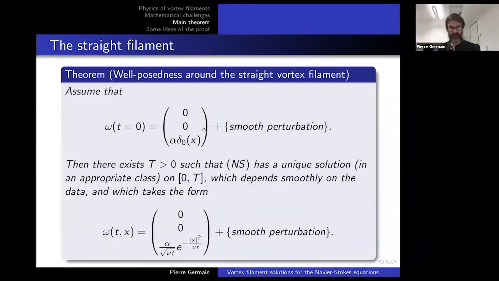So if you take the Lamb-Oseen vortex and you perturb it, then you can find a positive time for which you have a solution, and the solution depends smoothly on the data. And furthermore, it takes the following form. The solution at time t is given by the solution that we saw for the Lamb-Oseen vortex plus a smooth perturbation. So it's a result about stability of the Lamb-Oseen vortex solution.